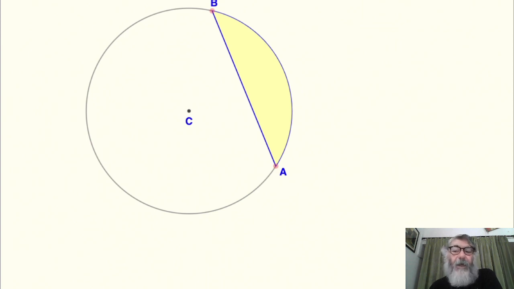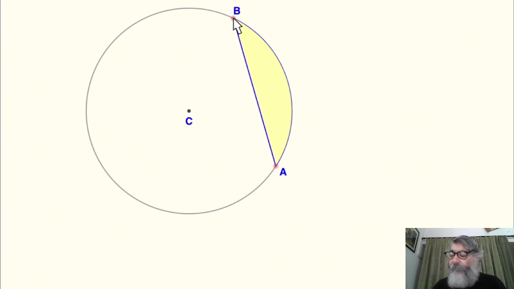the major segment. I also told you the difference between the two: the shaded area, the minor segment, does not contain the center of the circle. The major segment contains the center of the circle. You will see in this unshaded area, C is the center of the circle. So the shaded portion of the circle is the minor segment.